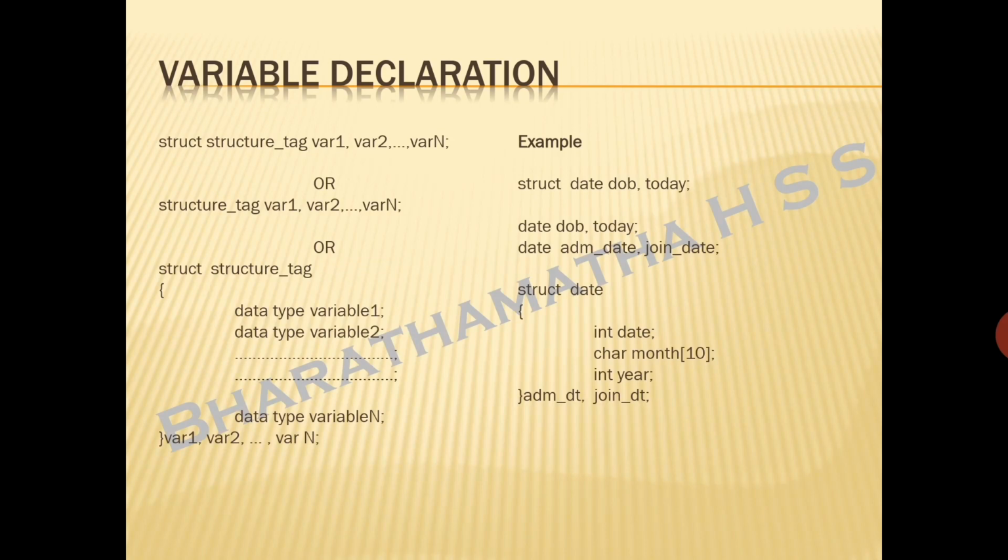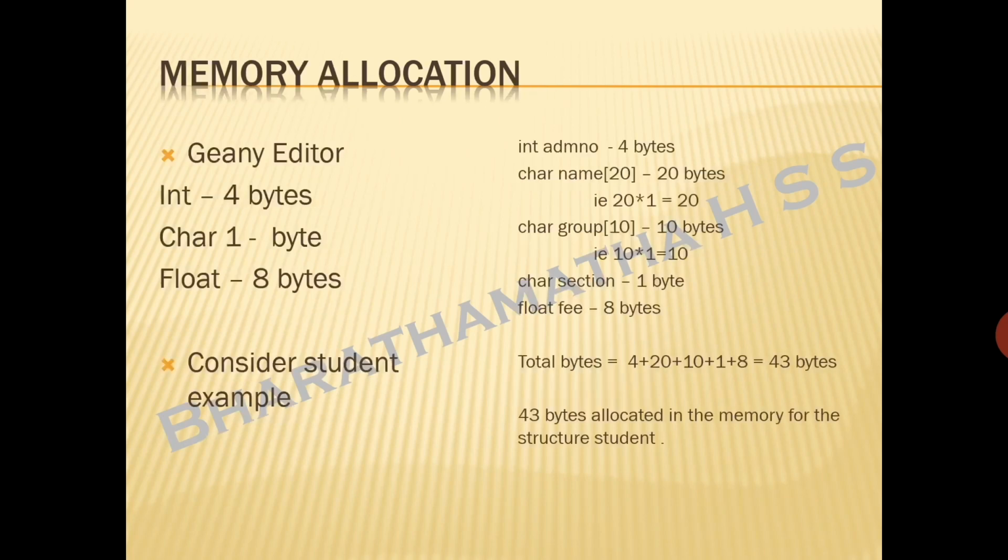Then come to this. struct date. At the time of creation of your structure itself, you can go on to create your variable names. So the structure is created immediately, and along with that itself, you have your variables declared, that is ADM underscore DT and JOIN underscore DT. So memory allocation. How much memory is being allocated for this particular structure?